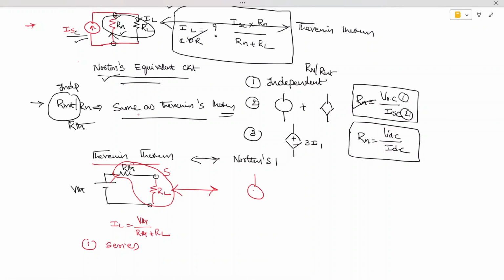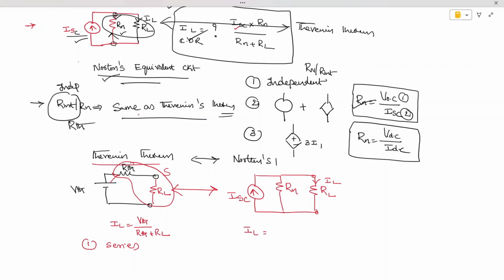Here you are going to have a source, but not a voltage source. This is nothing but a current source ISC in shunt with a resistor, where this resistance is called Norton's resistance. And here we are going to have one more resistor, which is called RL. We need to find out the current in this branch. How to find the current in this branch is already done.